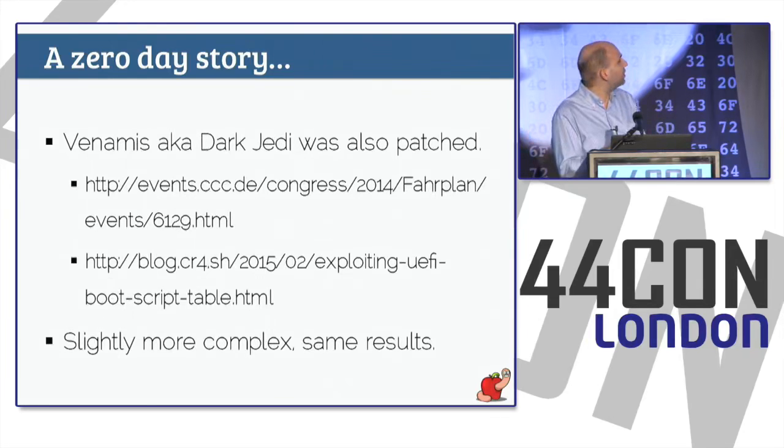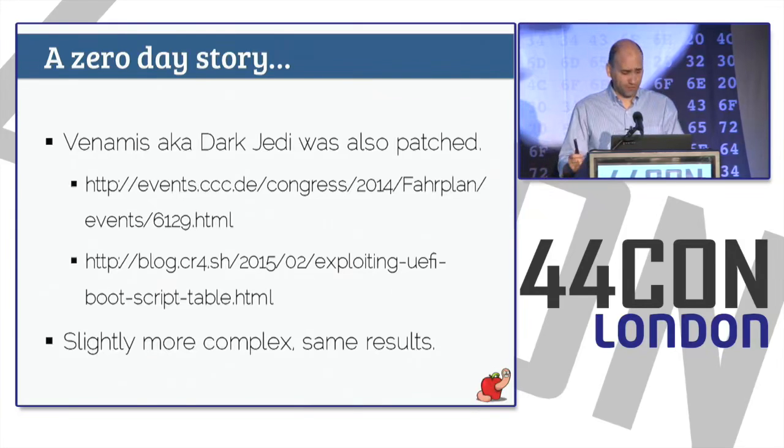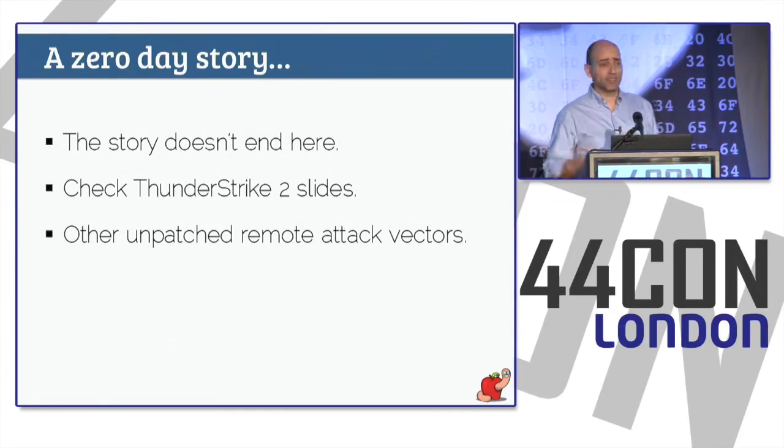There was another vulnerability, Venamis, with which you could access the S3 boot script, which is a very powerful thing. Essentially, you install a kernel driver, you attack the boot script that is somewhere in memory, you unlock the flash, and you can do whatever you want. It requires a bit more complexity because you need to install a kernel driver and the script and so on, but it achieves the same results as this bug. But the story doesn't end here.